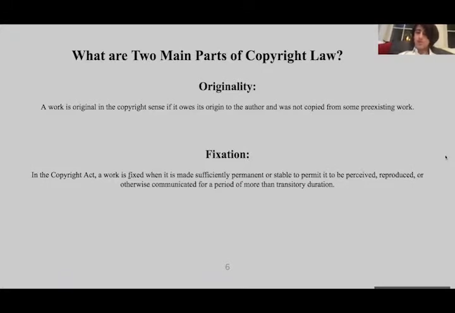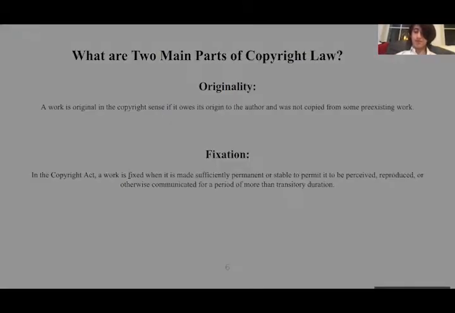What are the two main parts of copyright law? Originality and fixation. Originality: a work is original in the copyright sense if it owes its origin to the author and was not copied from some pre-existing work. Fixation, in the Copyright Act: a work is fixed when it is made sufficiently permanent or stable to permit it to be perceived, reproduced, or otherwise communicated for a period of more than transitory duration.